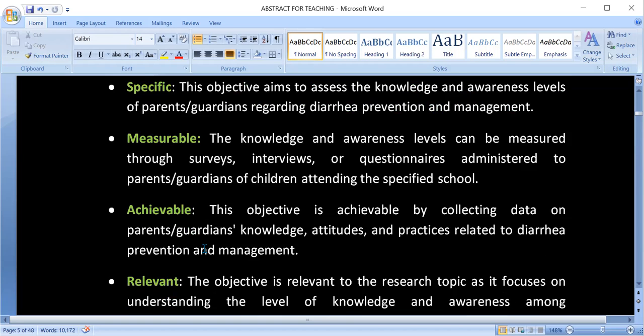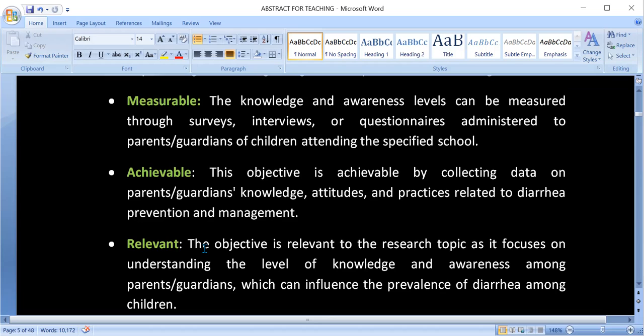Then you look at time bound. That thing you are writing, can we actually measure the knowledge of women towards long-lasting insecticide-treated nets? Yes, we can measure it. Yes, it does not take a longer time. We can actually go on routine visits during ANC sessions or immunization and try to measure this data. So it's achievable. Okay, it's achievable and it is relevant.